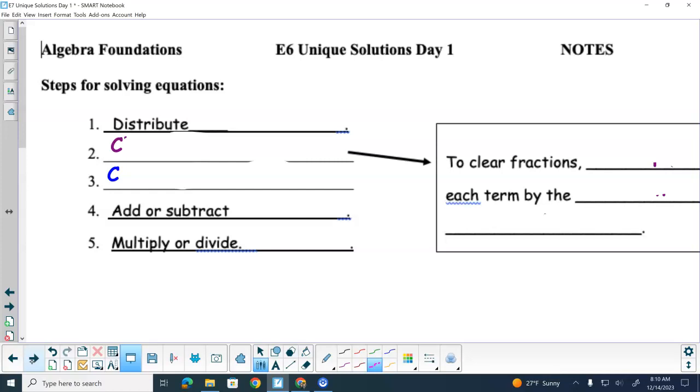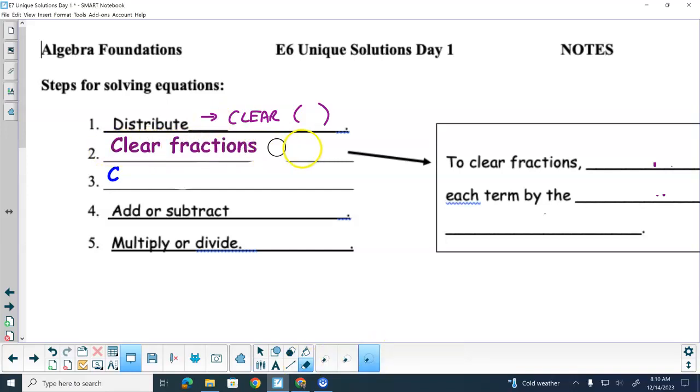Okay? Step number 1 is what? We distribute. What's the purpose, Nora, of distributing? To clear parentheses. Yep, exactly. So step number 1, we distribute, and the reason that we distribute is to clear or get rid of any and all parentheses. Okay? Step number 2, we want to clear our fractions. How do we go about clearing our fractions?